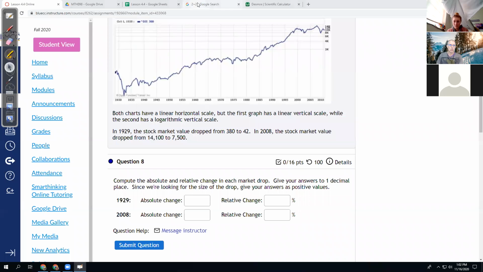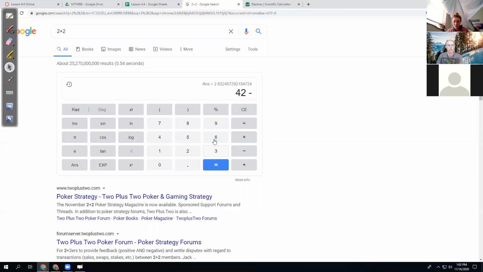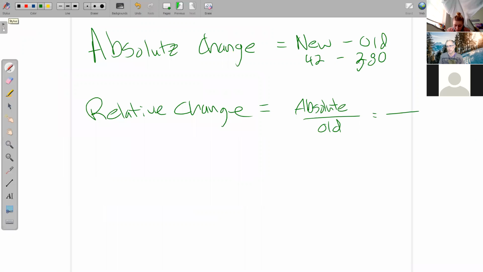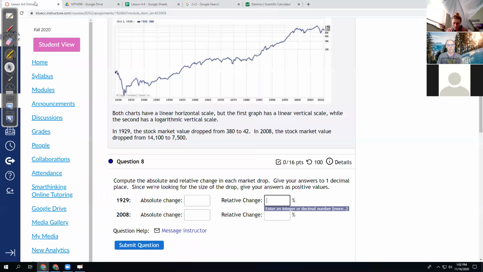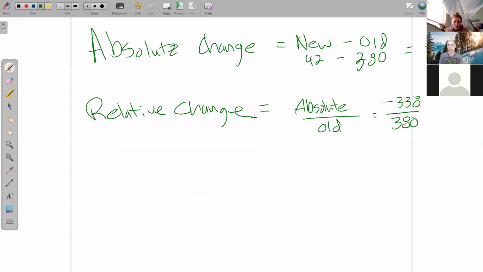So what is 42 minus 380? I get a drop of 338. And then to get the relative change, we take that absolute change and divide by the old amount, which was the 380. And so I get around 88.9%. If I went to the nearest tenth of a percent, which is a drop of about 88.9%.